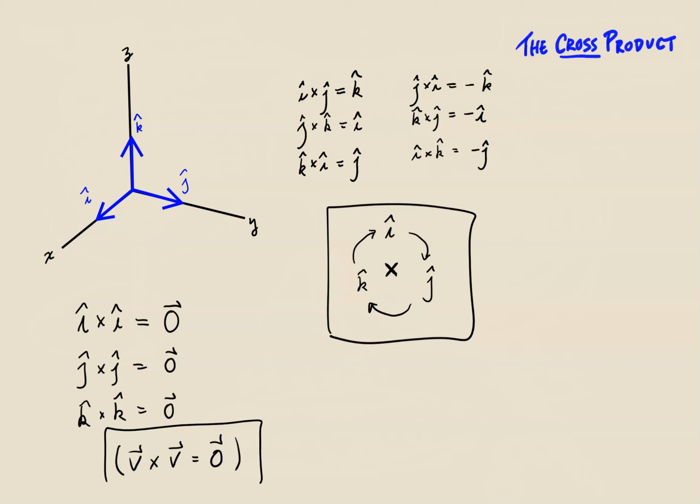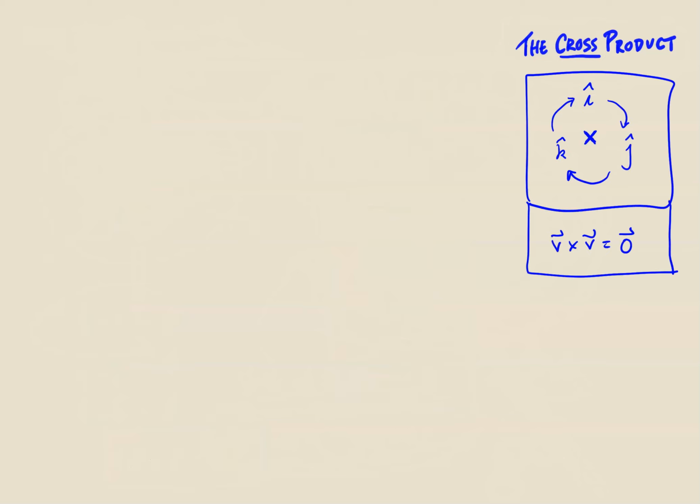And that is something worth bearing in mind. You can work it out from first principles anytime you need it, but it's good to know that when you cross any vector with itself, you get the 0 vector. This is a special result. It's kind of like when you dot any vector with itself, you get the square of its length. Crossing a vector with itself gives you something spectacularly simple.